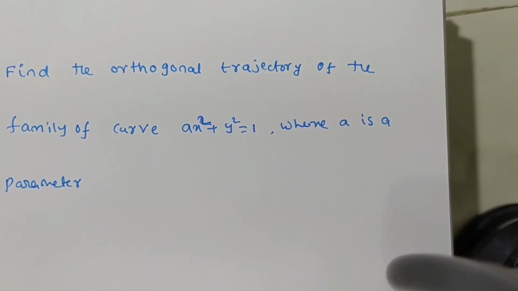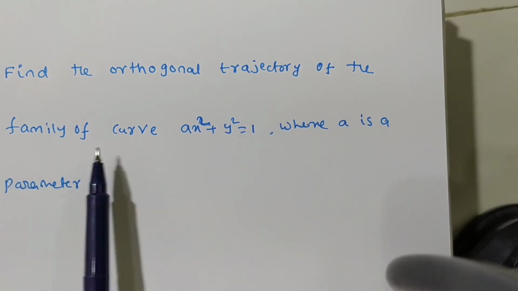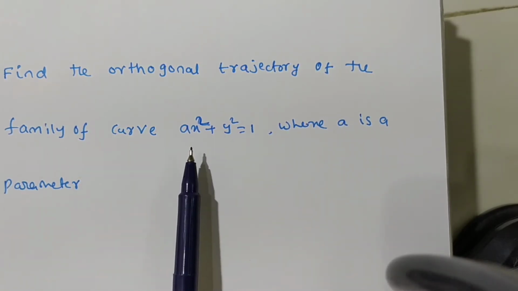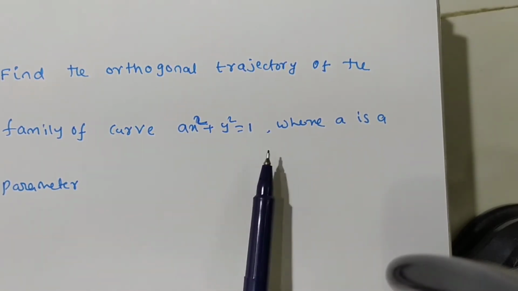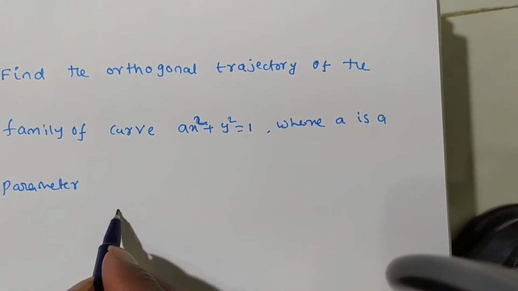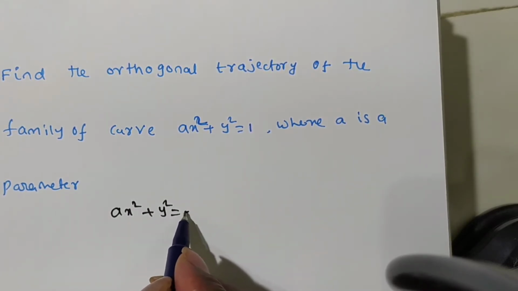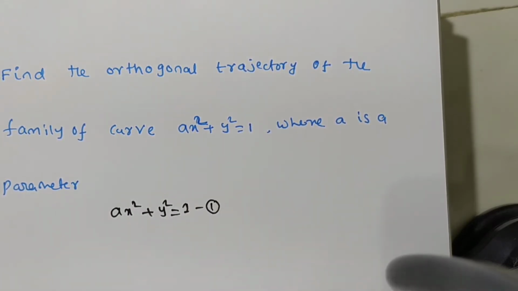The problem is to find the orthogonal trajectory of the family of curves ax² + y² = 1, where a is a parameter. Okay, friends, the given family of curves is ax² + y² = 1. Consider this as equation number 1.